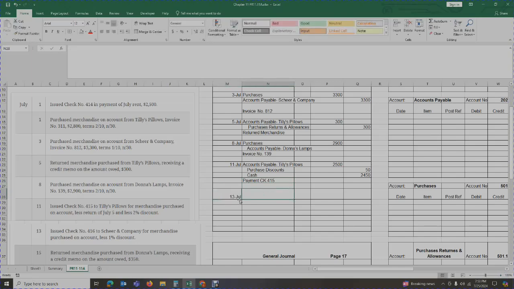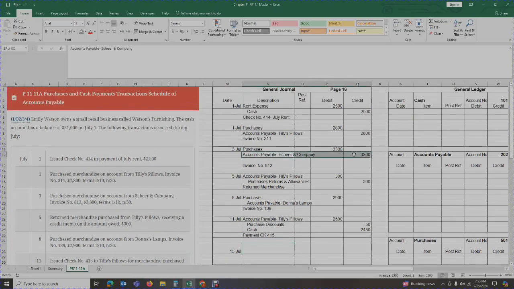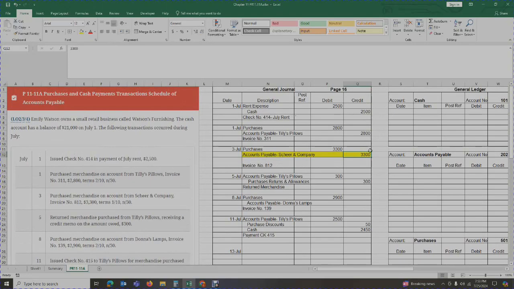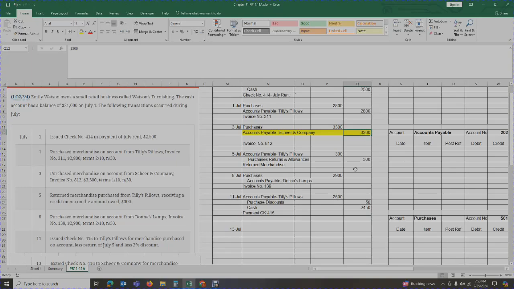So we issued check number 416 to Shear and Company. So let's go find Shear and Company. We have it right there. How much do we owe Shear and Company? We owe $3,300. So we need to clear that $3,300. Remember, accounts payable has a credit balance of $3,300. So to clear it, I would need to do the opposite, which is to debit the accounts payable for Shear.